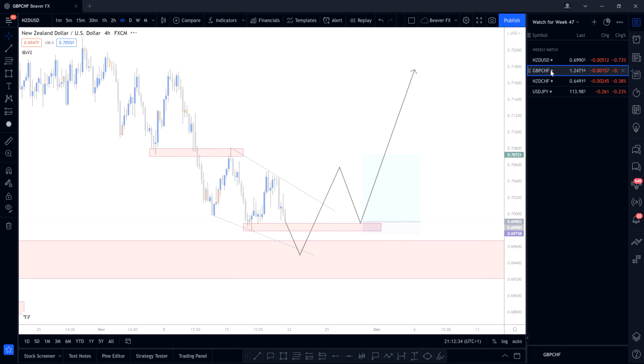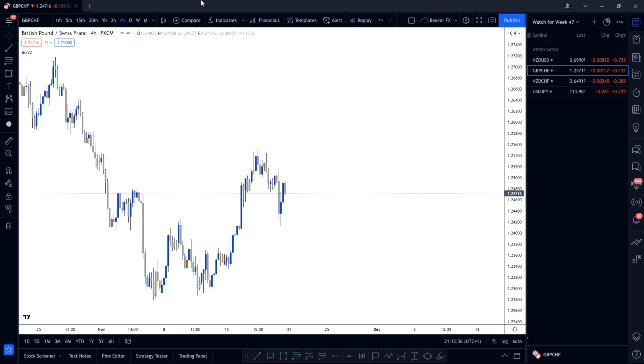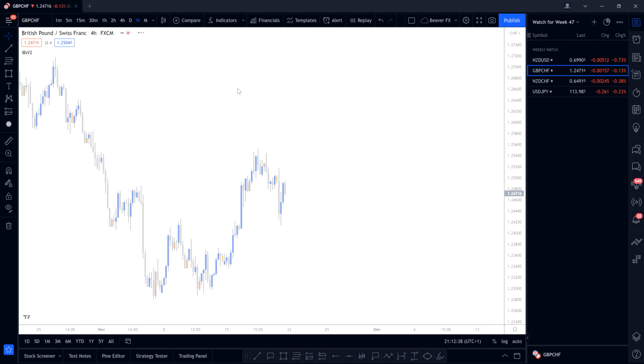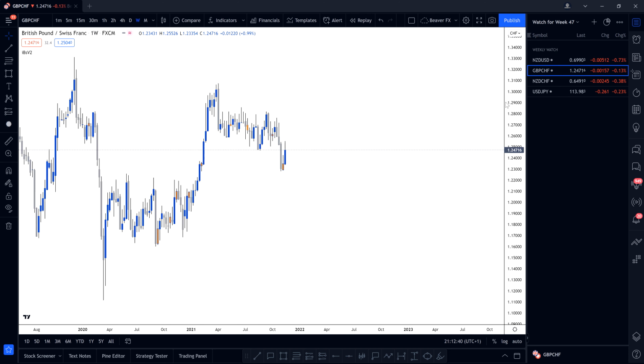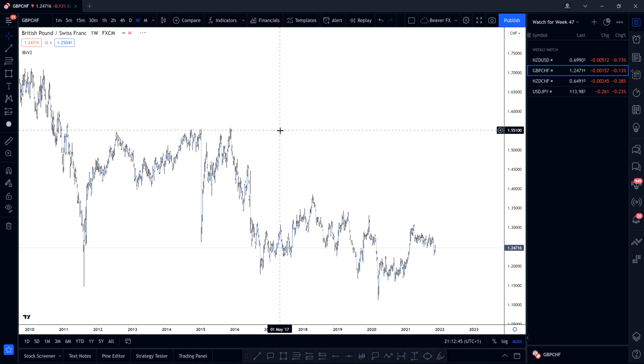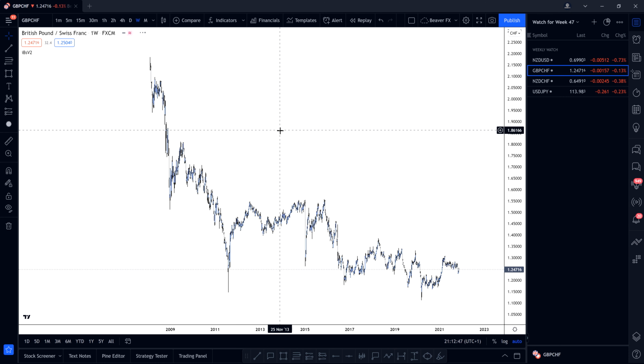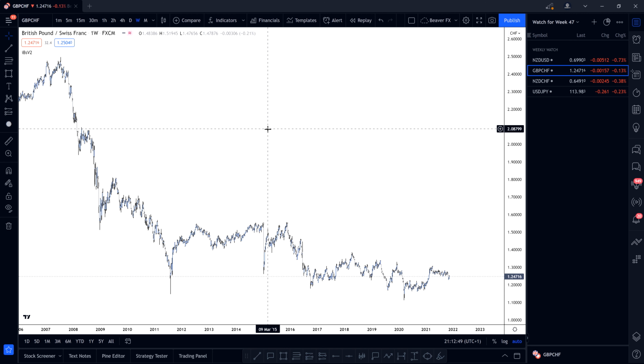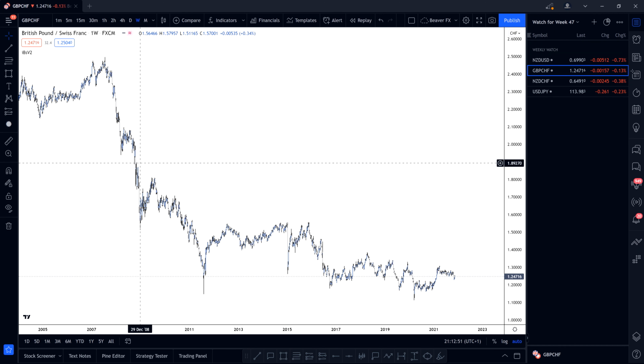Let's go to the next pair, that's on GBP/CHF. Now let's go to the weekly time frame as usual. Yeah, I'm on the time frame analysis, the weekly time frame. Now looking at this on the weekly time frame, we can see that there was a drawdown here that happened for a couple of weeks, and it looks like a very sharp move.